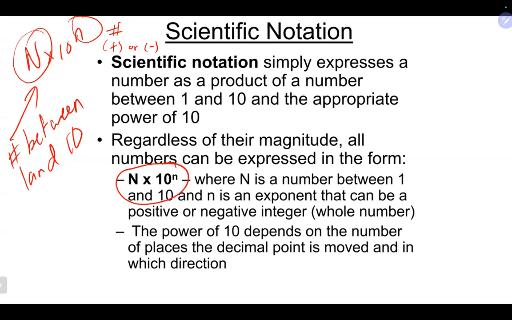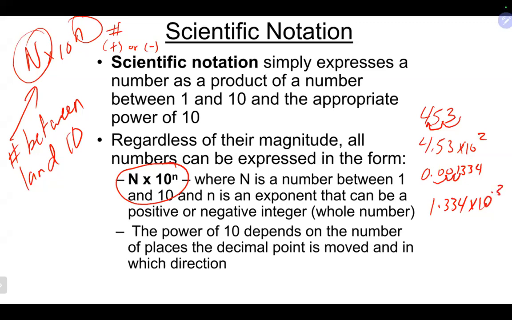So if we had 453, we would go one place, two places to the left. That would give us 4.53 times 10 to the 2. We went two places to the left, so the exponent is positive. If we had 0.001334, we would go 1, 2, 3 places. That gives 1.334 times 10 to the minus 3. And again, it would be a negative exponent in this particular case.